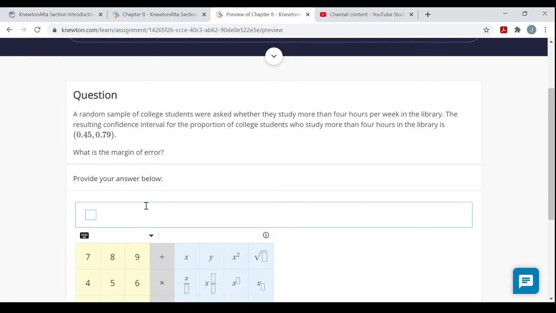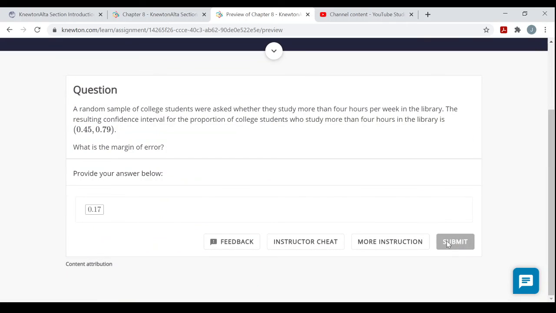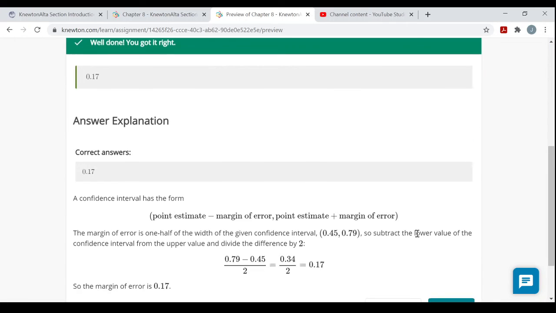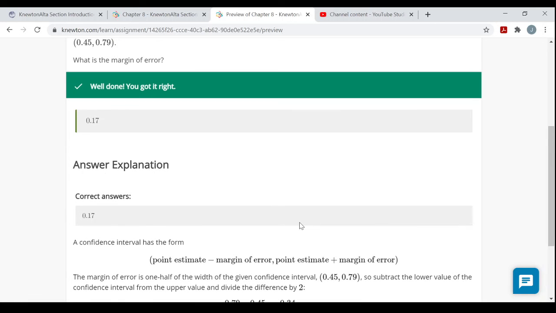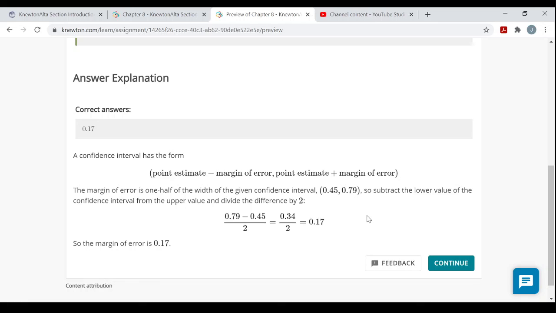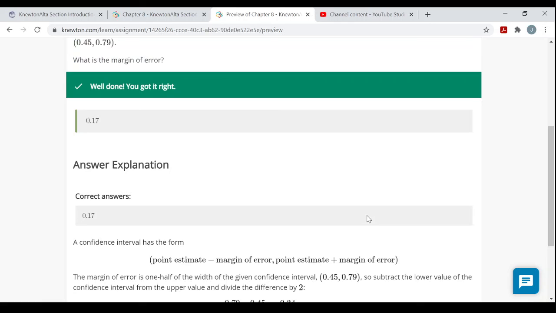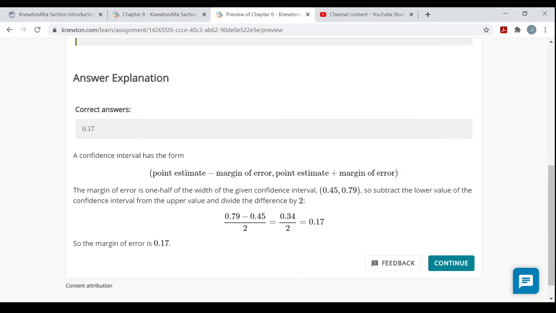So the margin of error is 0.17. I enter this and submit, and please read your answer explanations, even if you're correct, just to verify what they've done and make sure it's similar to what you've done. Especially if you're incorrect, read their answer explanations and figure out where you went wrong. That was the second question on this objective. Hopefully it helped when you work on this stuff on your own, and thanks for watching.